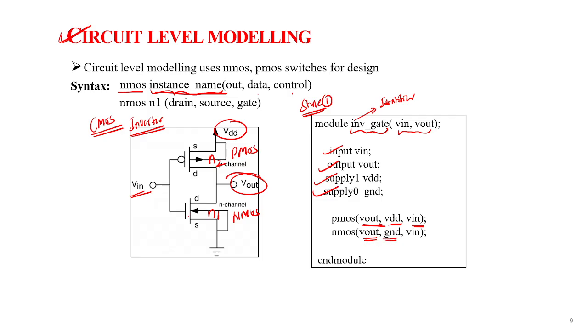Next data, that is nothing but ground. For this NMOS, what are connected? Output, input, and ground. So ground and V in. Like this, we will write the switch level module. Did you understand? Shall I move forward?